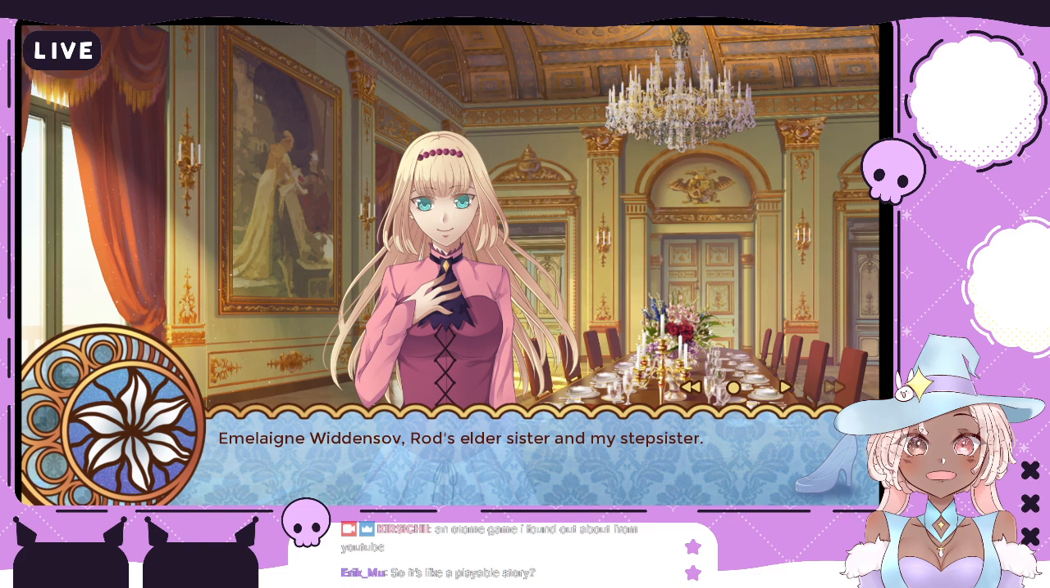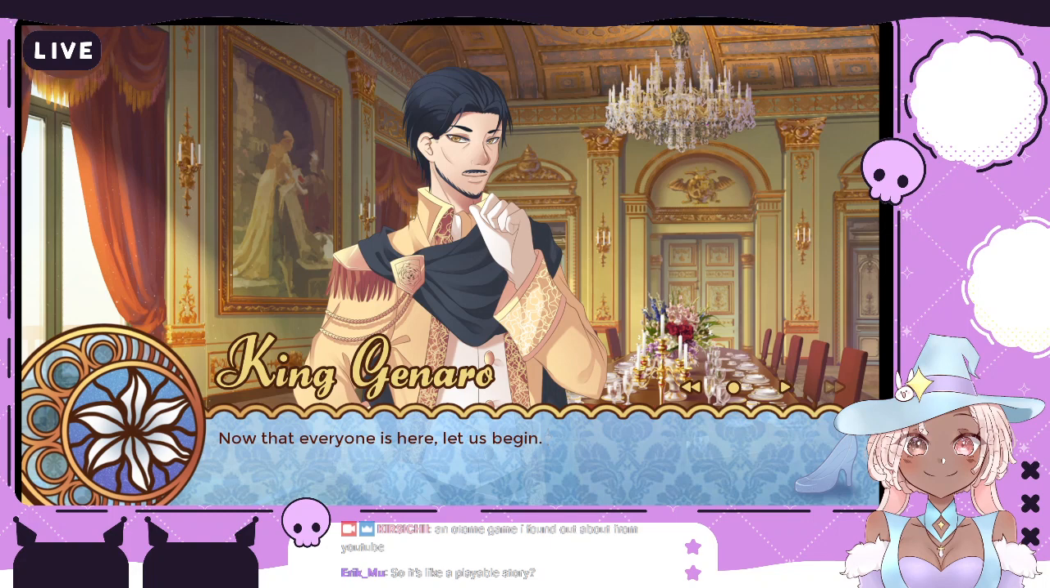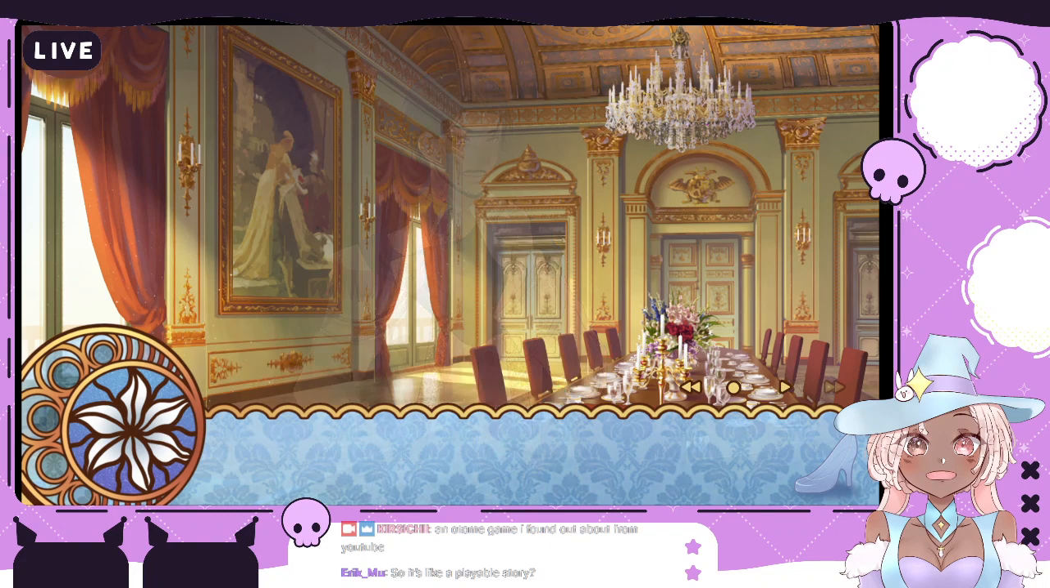Emmeline Woodensoph, Rod's elder sister and my stepsister. She acts as if we are blood, as if she were born a princess, as if she could be crowned princess, perhaps even take my place. I will never let that happen. Now that everyone is here, let us begin. Butlers glide inside with silver trays to carefully serve us breakfast.